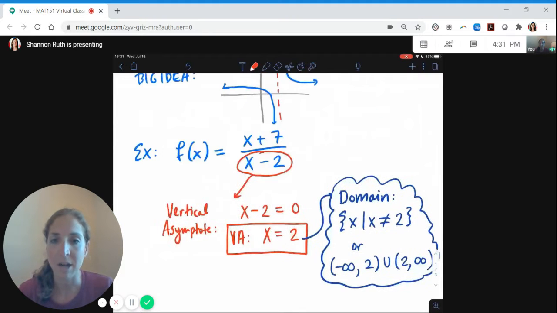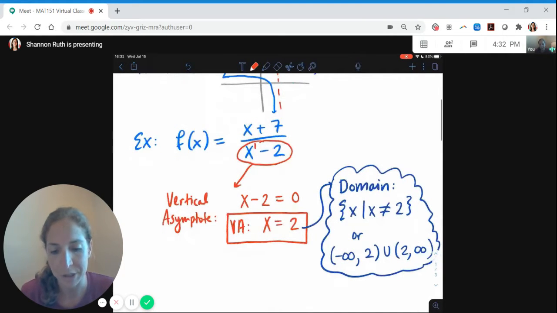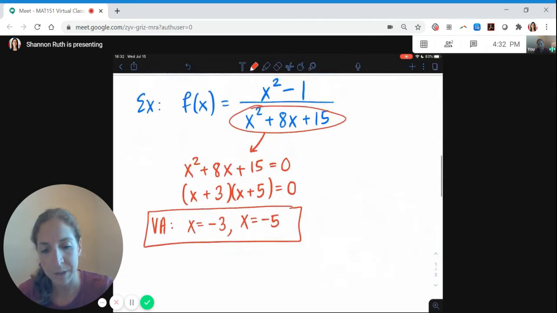If I made a denominator with a cubed polynomial, a degree 3 polynomial on bottom, then there would be 3 vertical asymptotes. So there is that direct relationship there. Okay, so since we've got the vertical asymptotes, you guys know the domain follows.